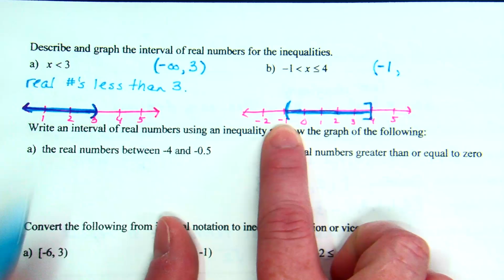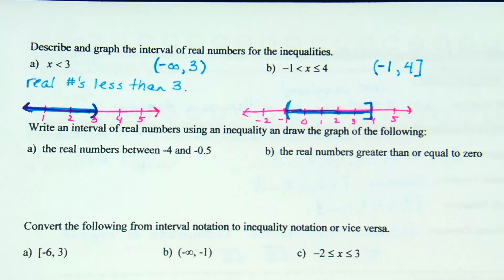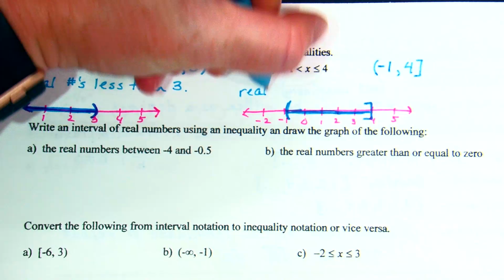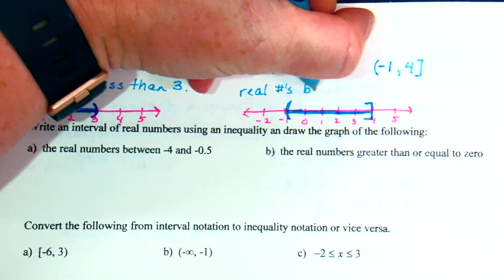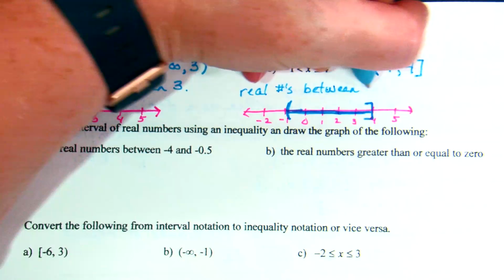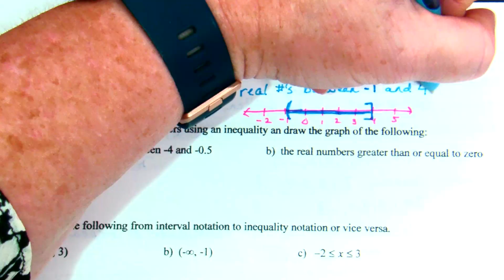Now, officially I need to use words and describe. Where did we shade? Right, between -1 and 4. So this is all real numbers between -1 and 4. If I get particular, as I should, it's all real numbers between -1 and 4.